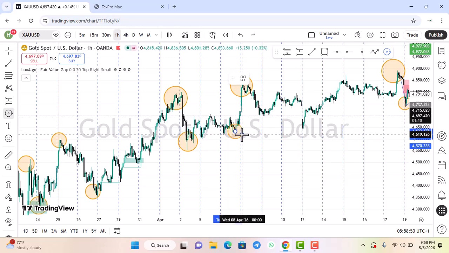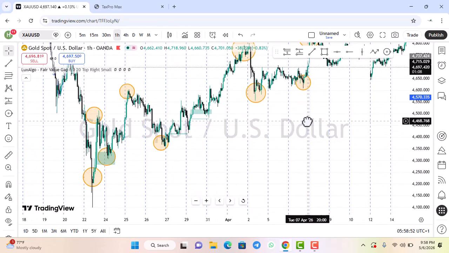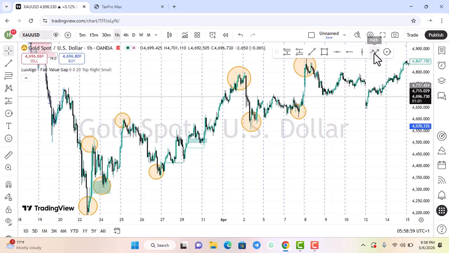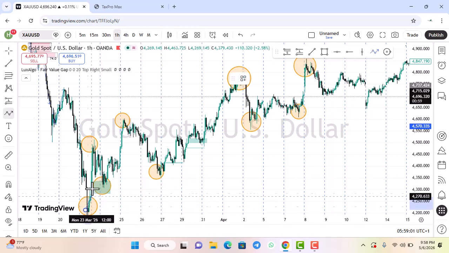All right. Can you see? So all these points that are marked now are our external market structure, right? Let me use the zigzag path line. We call it path line, not zigzag.